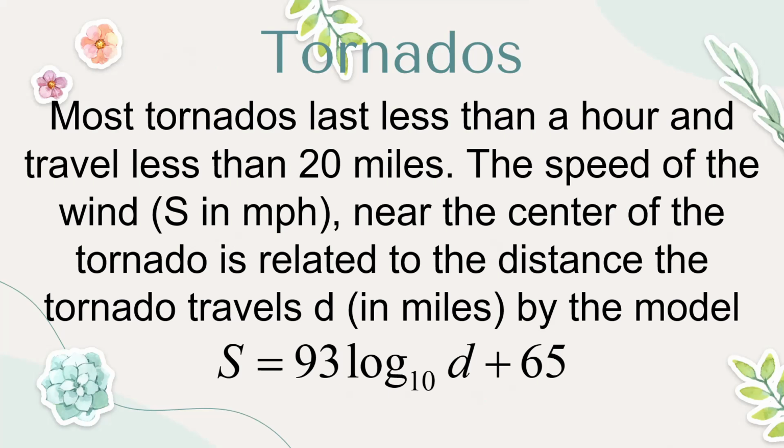The equation to figure out the speed of wind inside of a tornado near the center of the tornado is given by the distance the tornado traveled, D, in miles, by the model S equals 93 log 10 D plus 65. Why would you need this? The main reason is that we could decide what level of tornado it was. Sometimes you'll hear that it was an F5 tornado or an F1. This allows you to determine how much damage and how much speed that tornado had.